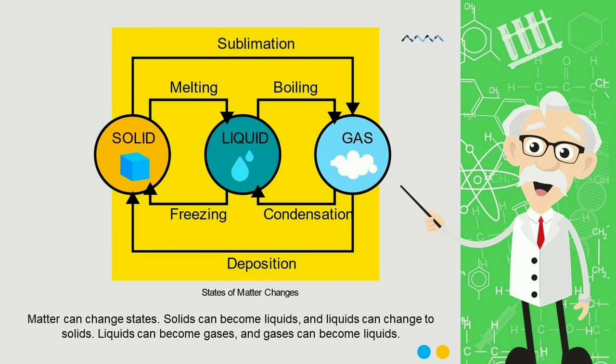Matter can change states. Solids can become liquids and liquids can change to solids. Liquids can become gases and gases can become liquids. But how do all these things happen? It is because of heat. Either heat is added or removed from matter to cause state changes.